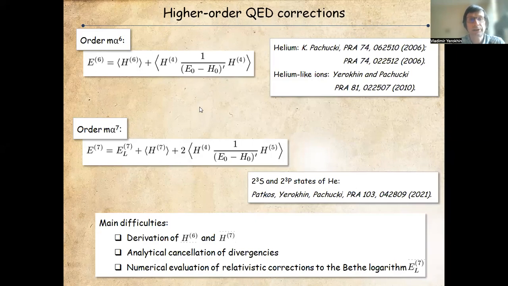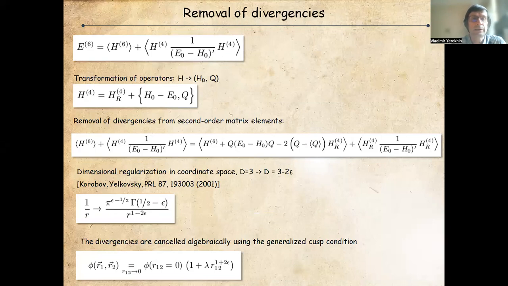And the structure is similar. So there is an effective operator to this order. There is a second order iteration of lower order operators, but there is also a low energy contribution which we represent as a relativistic correction to the Bethe logarithm. I will not go into details, but I would like to speak very briefly about some problems which are experienced in those calculations.